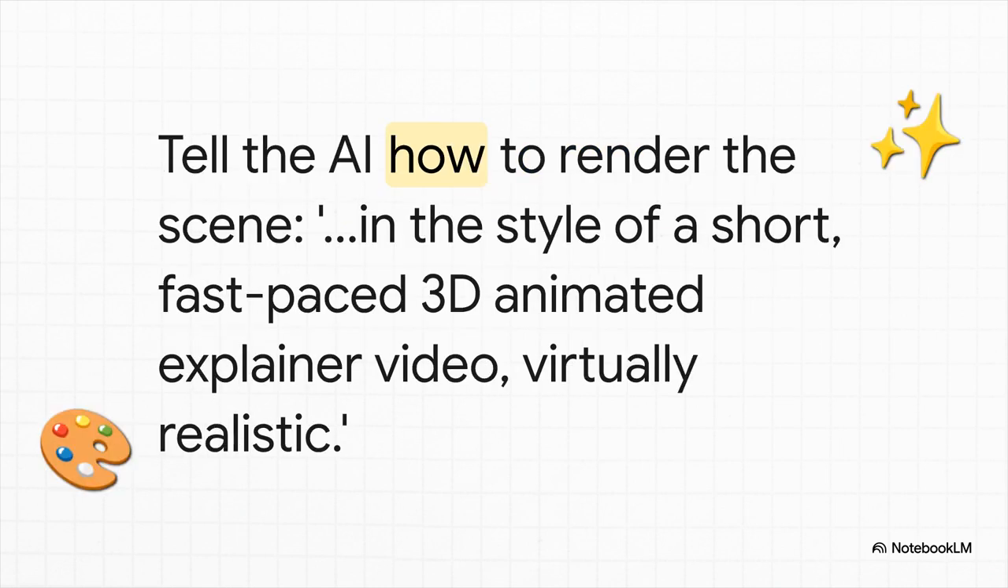Okay, this part is absolutely crucial. We have to tell the AI how we want the scene to look and feel. We're not just asking for a 3D animation. We're giving it the genre: in the style of a short, fast-paced 3D animated explainer video. And we can even add virtually realistic to nudge it towards that super clean aesthetic.